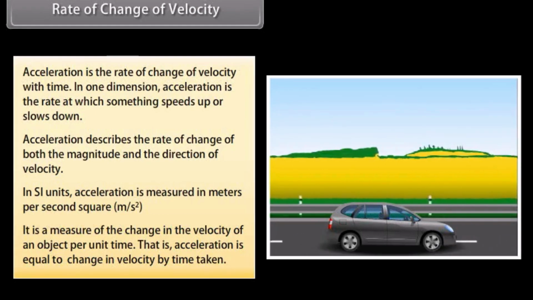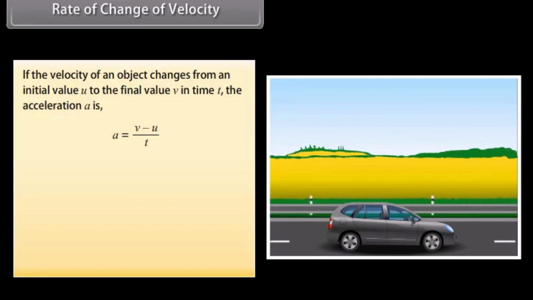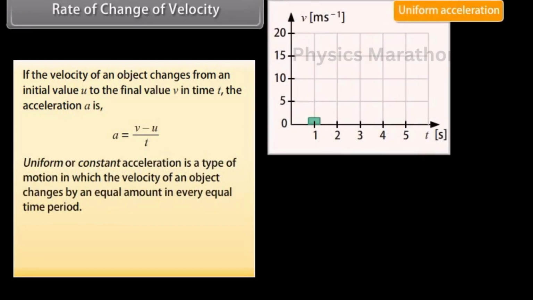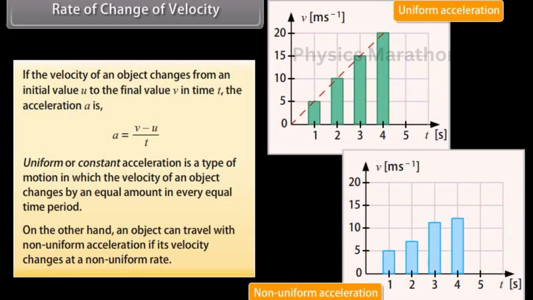That is, acceleration is equal to change in velocity by time taken. If the velocity of an object changes from an initial value u to the final value v in time t, the acceleration a is v minus u upon t. Uniform or constant acceleration is a type of motion in which the velocity of an object changes by an equal amount in every equal time period. On the other hand, an object can travel with non-uniform acceleration if its velocity changes at a non-uniform rate.